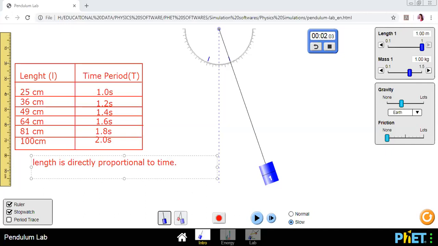How many of you agree that length is directly proportional to time? As the length is increasing, the time is increasing. Just say me yes or no. Just say me this.